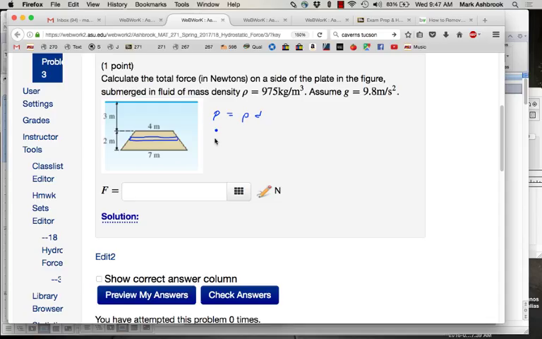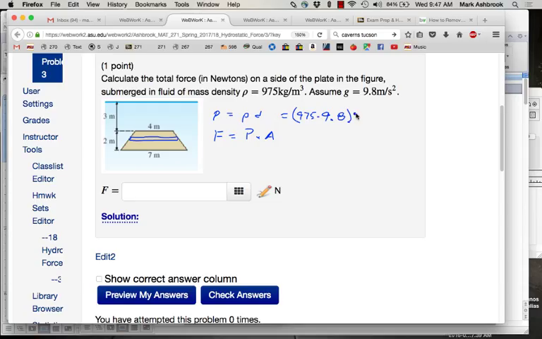All right, force equals pressure times area. All right, so for the pressure, we've got mass density. Remember, we need weight density, so it's going to be 975 times the 9.8. That's our rho, that's our weight density of the fluid, times the depth.